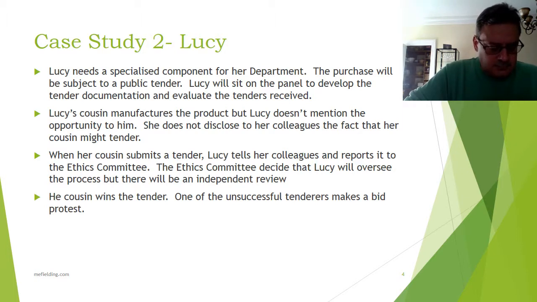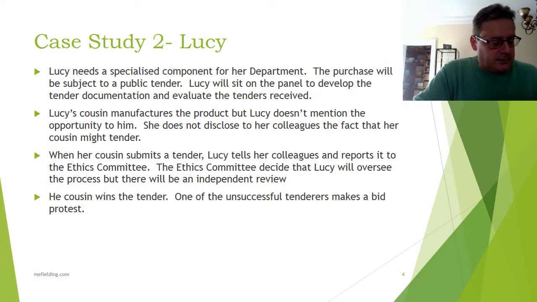And lo and behold, the cousin wins the tender, and it says that one of the unsuccessful tenderers makes a bid protest. So therefore what's happened is that someone has complained after the process is over. This is a process which, as I'm sure you can all imagine, is very, very common in the United States of America, where people complain about not winning tenders all the time. It's reasonably common, I believe, in Germany and Austria, these places, but not very common in Britain. Trust me, I'm sure it's coming. So we get a bid protest. Right, that's the question then.